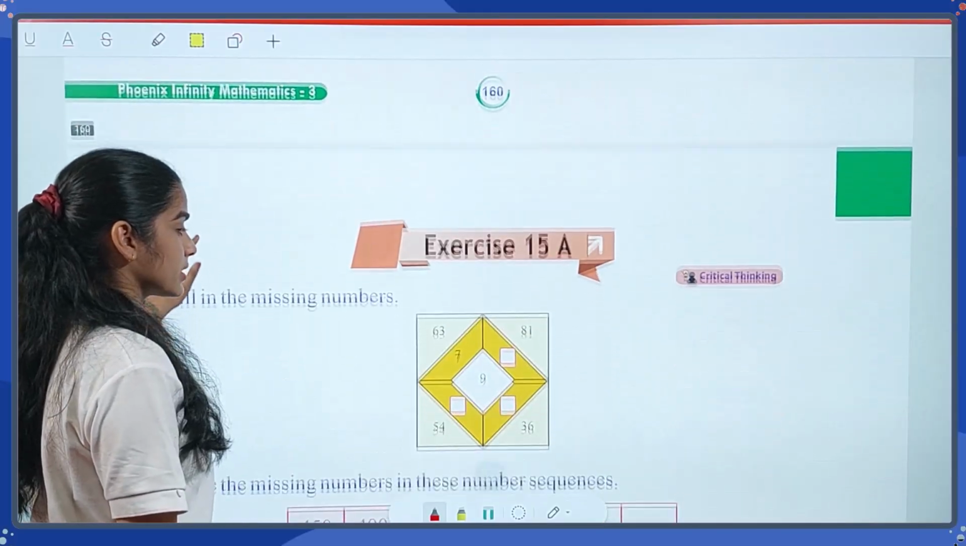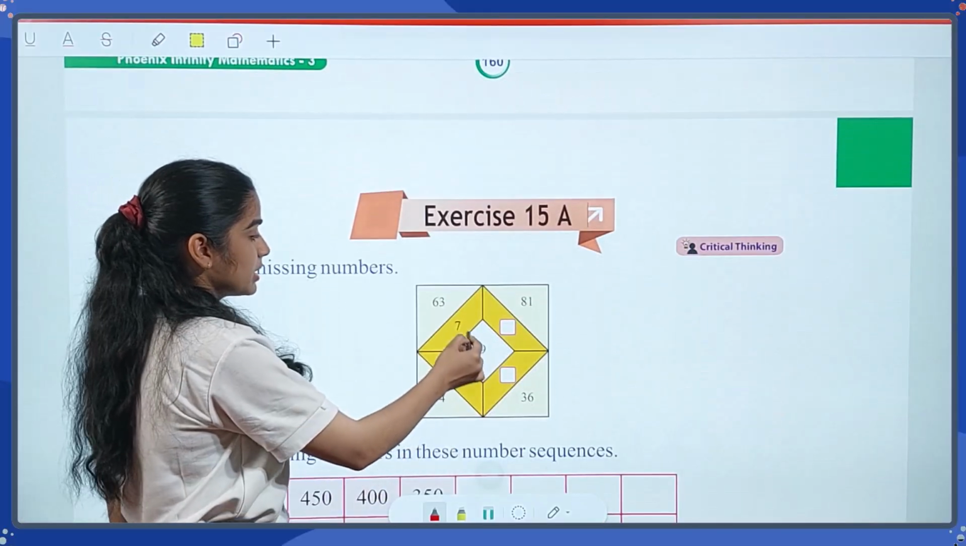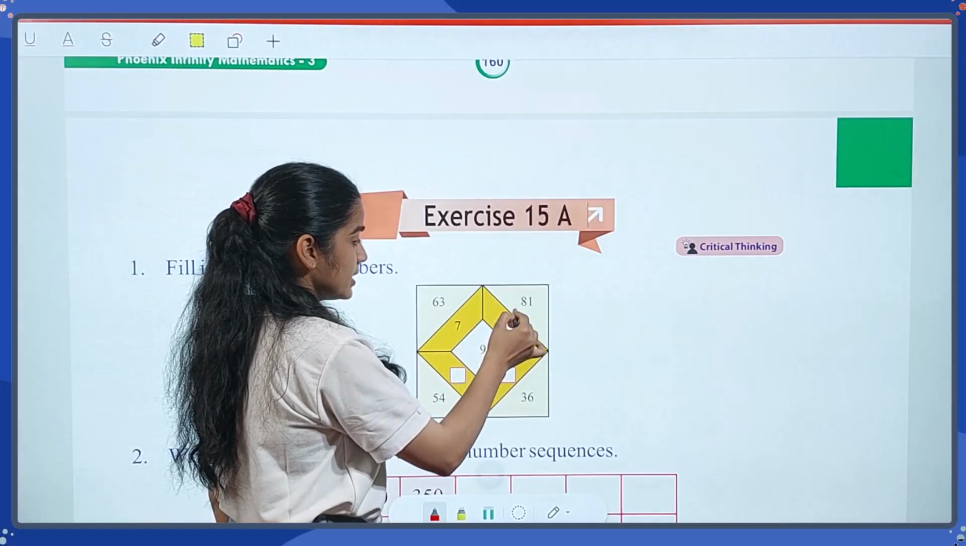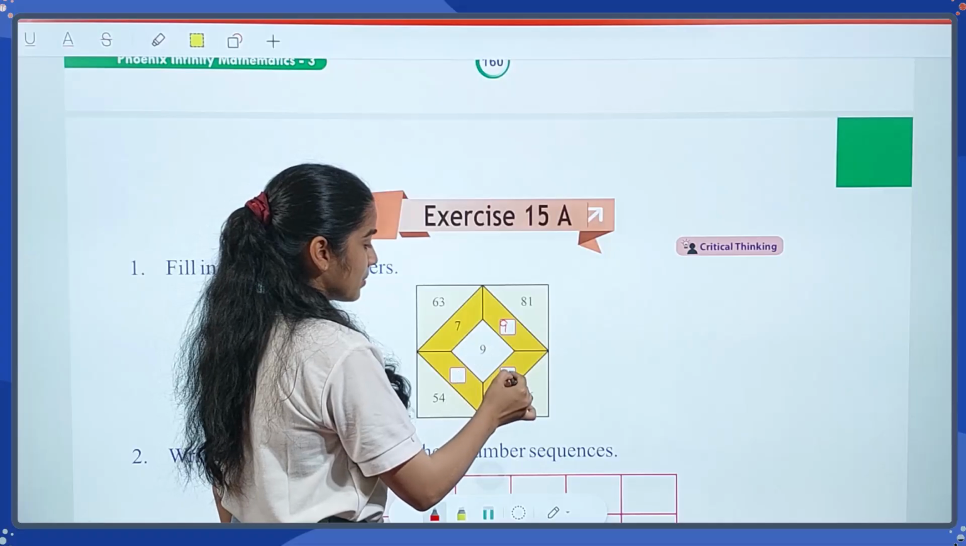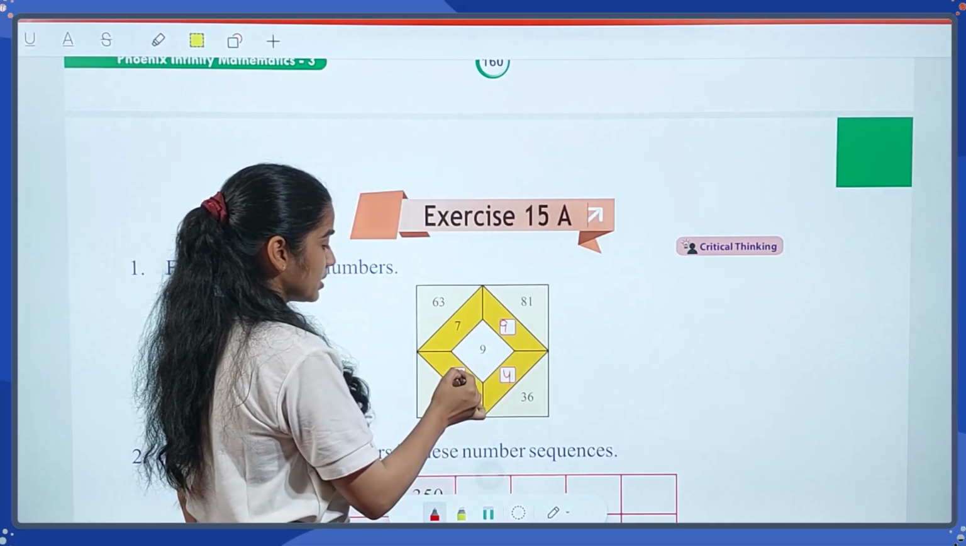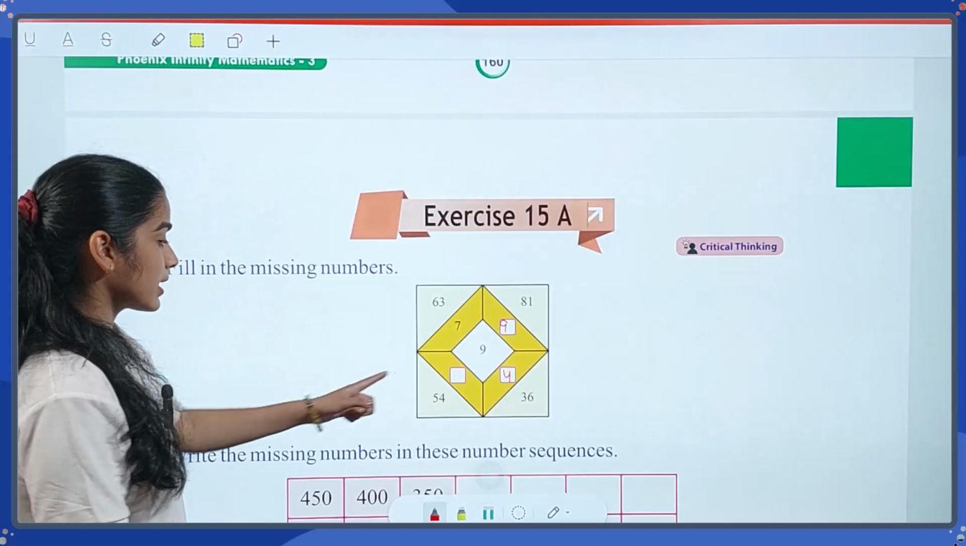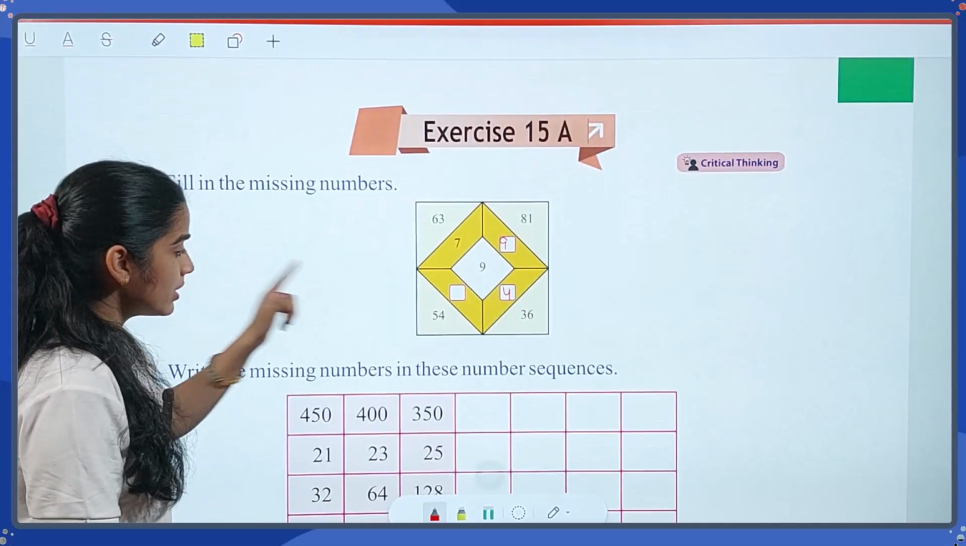Now you have your exercise. 9 multiplied by 7 is 63. 9 multiplied by 9 is 81. 9 multiplied by 4 is 36. 9 multiplied by which number gives 54? You have to write it here.